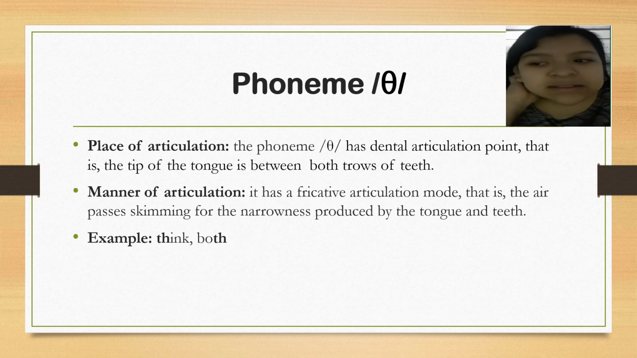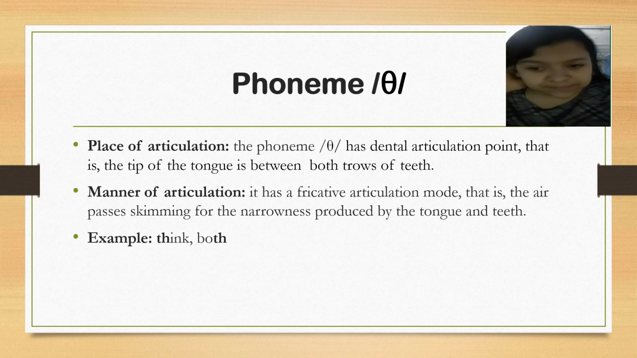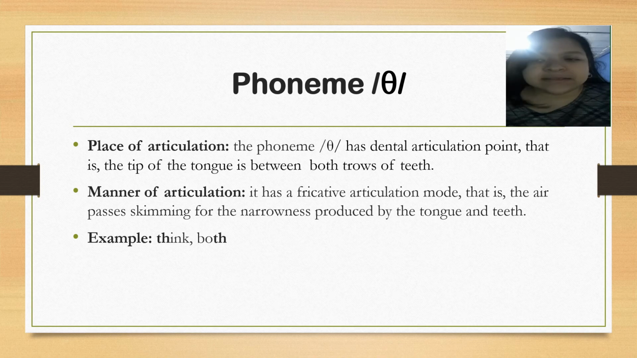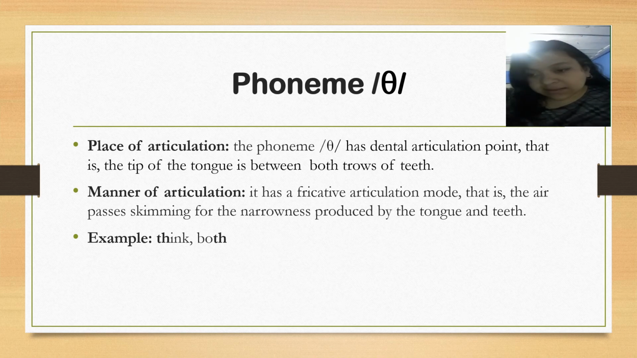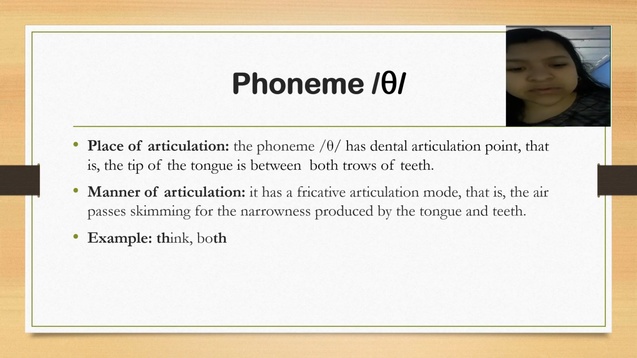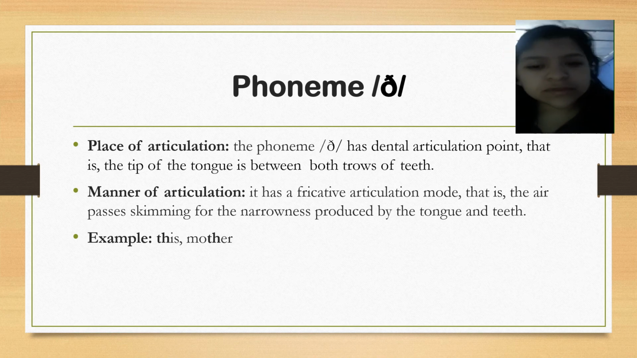Phoneme th. This phoneme has a dental articulation point, that is, the tip of the tongue is between both rows of teeth. It has a fricative articulation mode, that is, the air passes skimming through the narrowness caused by the tongue and teeth. The pronunciation of this phoneme is th. Example: think, put.